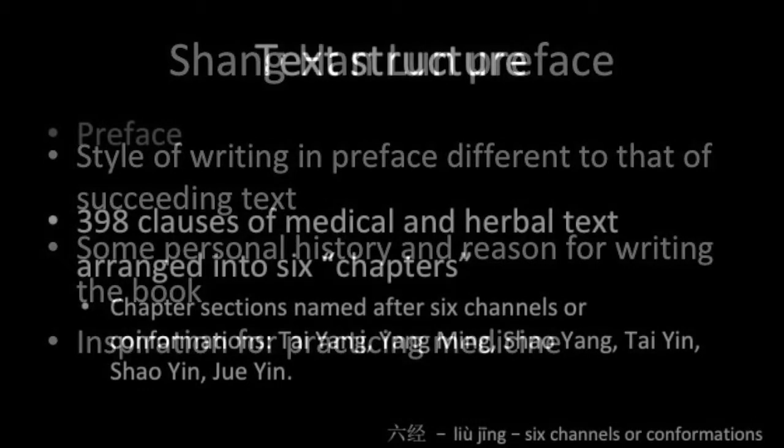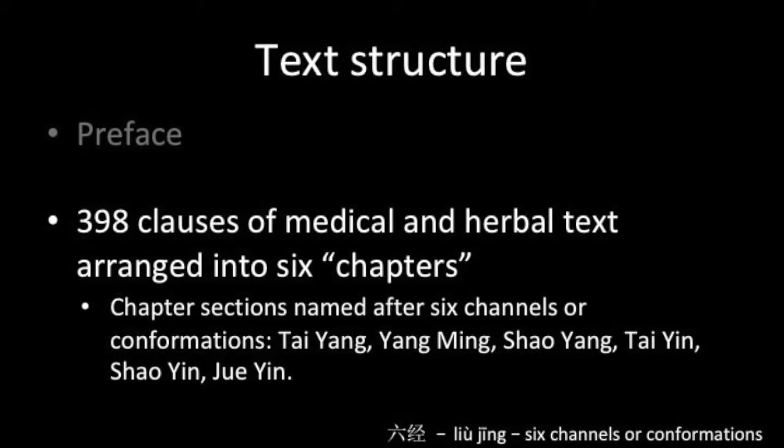The main body of the text discusses diseases and their treatment. It consists of 398 clauses divided into 6 chapters or sections. The chapters are named after the Liu Jing, often translated as the 6 channels or 6 confirmations.